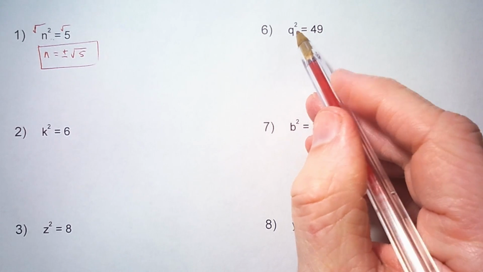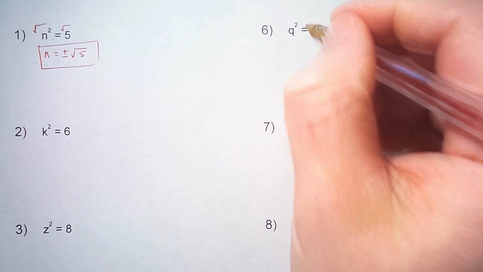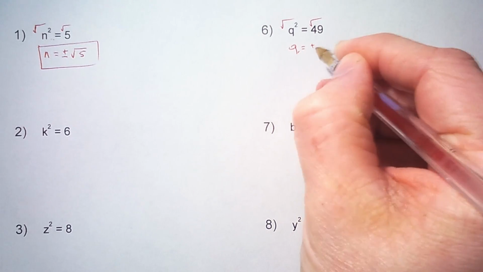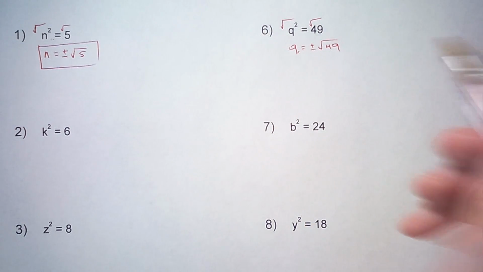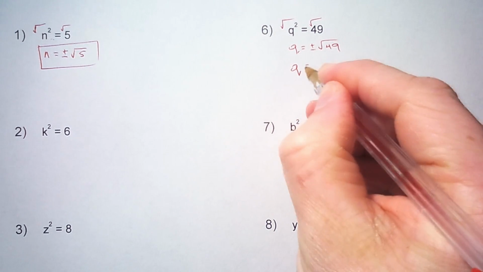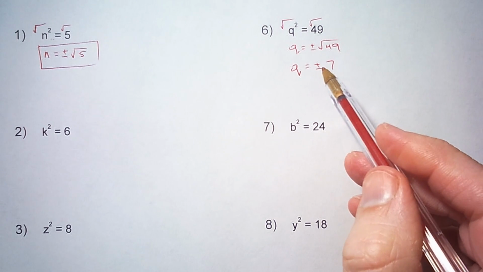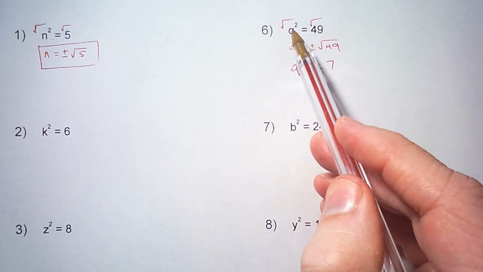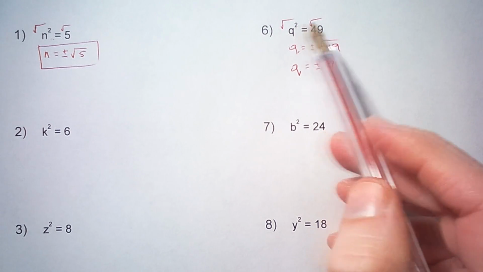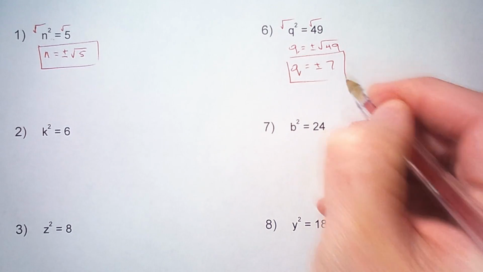Number 6 here, sorry we're not really going in order, it goes down each column, and we're just going to go left and right. So here we will do the square root again, so we get q equals plus or minus the square root of 49. Now this time the square root of 49 can be simplified. The square root of 49 is 7. So we get q equals plus or minus 7. Now why a positive version and a negative version? Because if I plug this back into the original equation here, 7 squared is 49. Negative 7 squared is also 49. So both the positive and negative square roots will satisfy this equation.